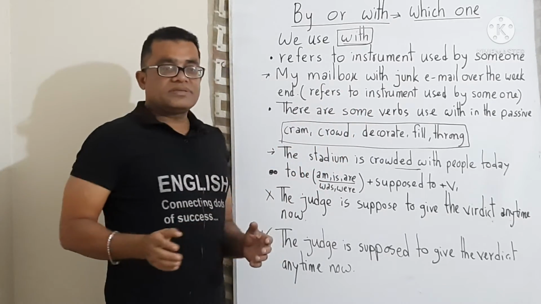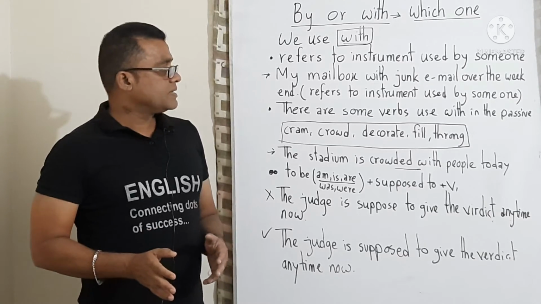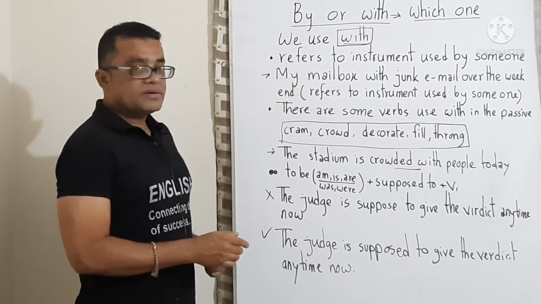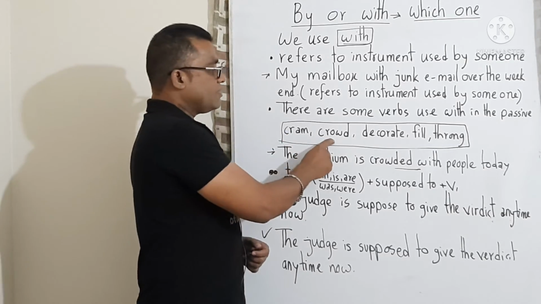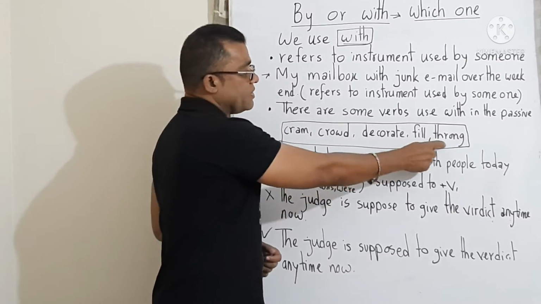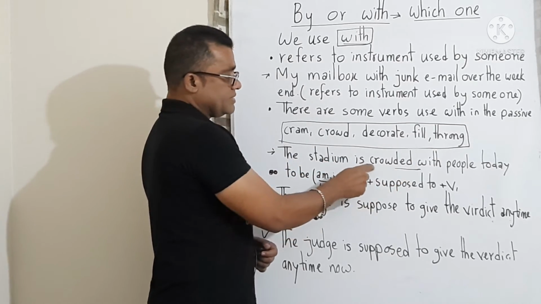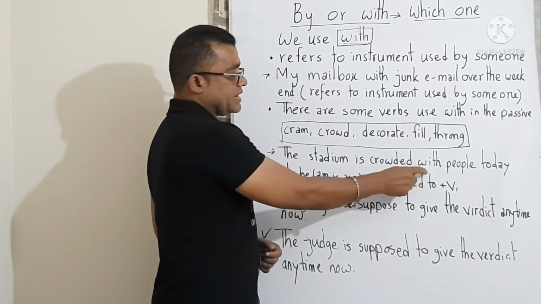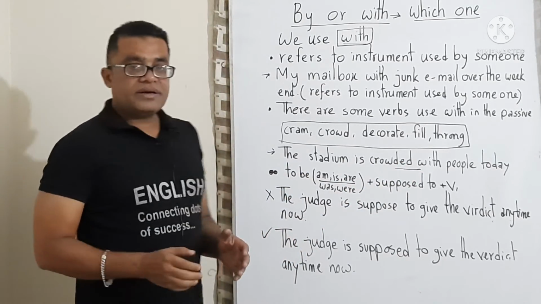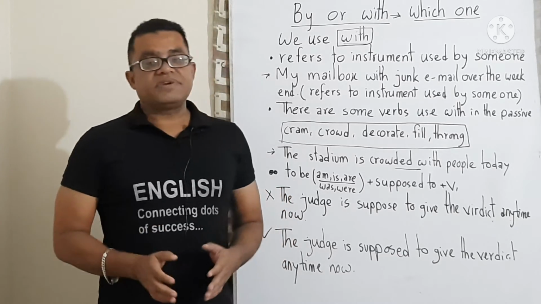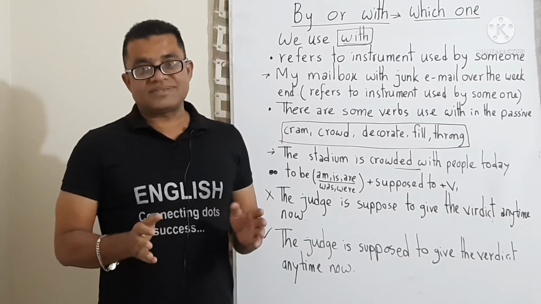And there is another thing. Basically, there are some verbs which take with if they are used in passive. Cram, crowd, decorate, fill, throng. The stadium is crowded with people today. This is crowded and it takes with. Another passive action is waiting for you, and keep the patience. This is the last one.